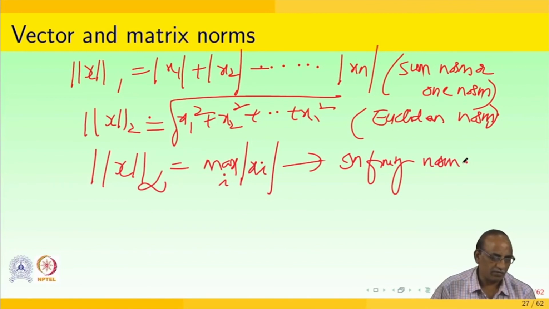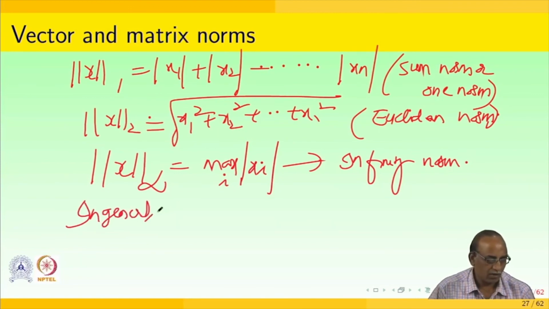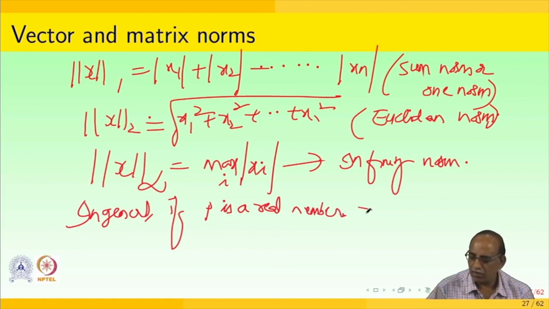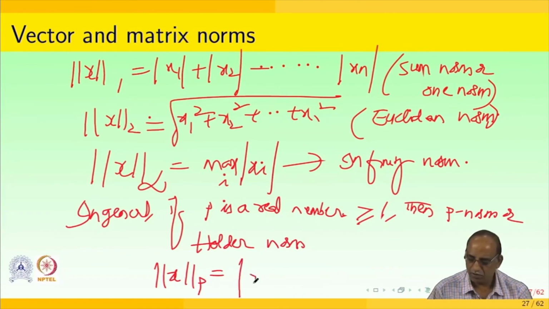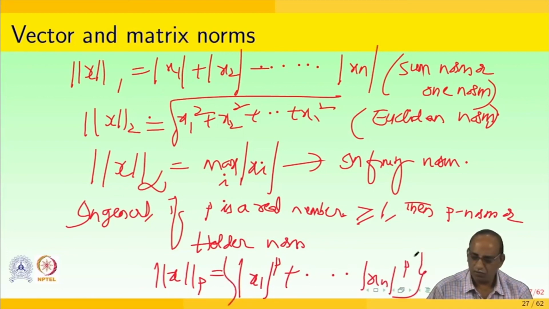It's called the infinity norm. So in general, if p is a real number greater than or equal to 1, then the p norm, which we also call the Holder norm, is equivalent to the sum of |x_i| to the power p, all raised to the power 1 over p. This is what is called the vector norm.